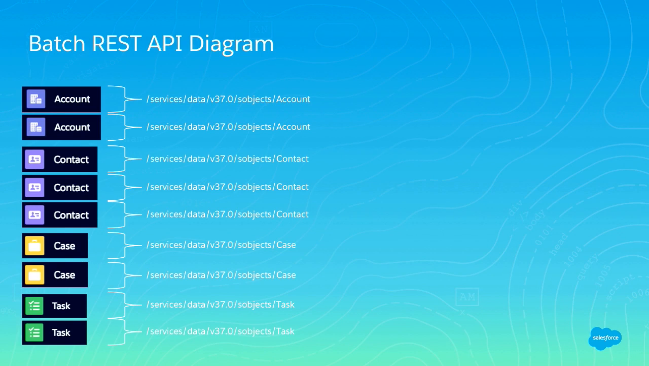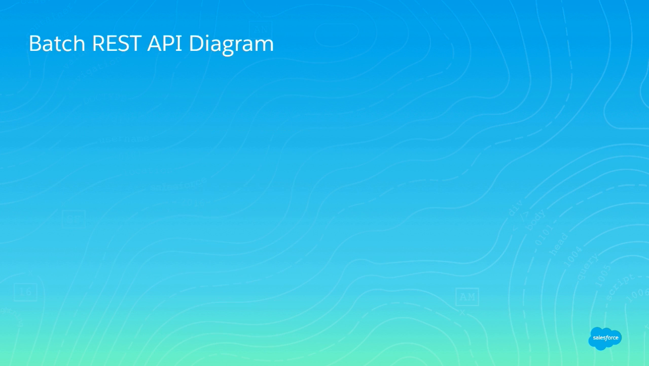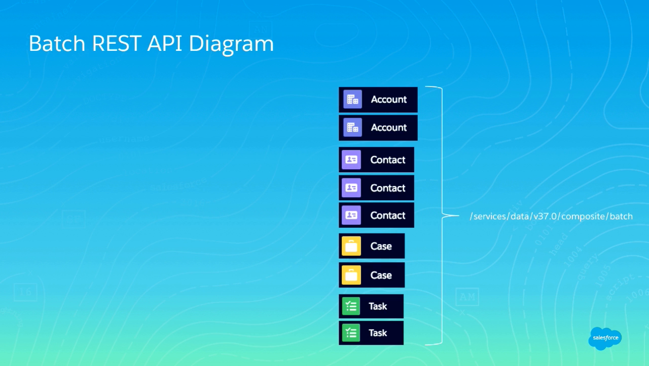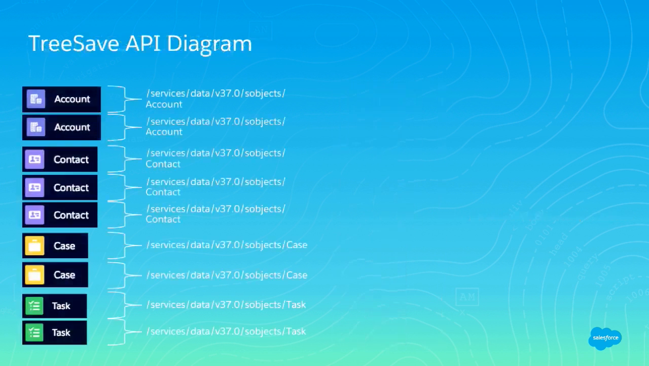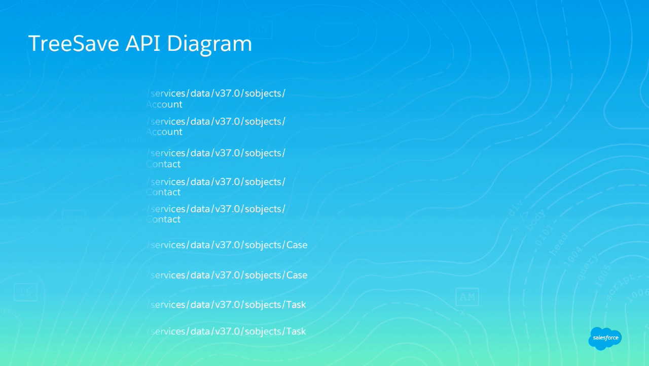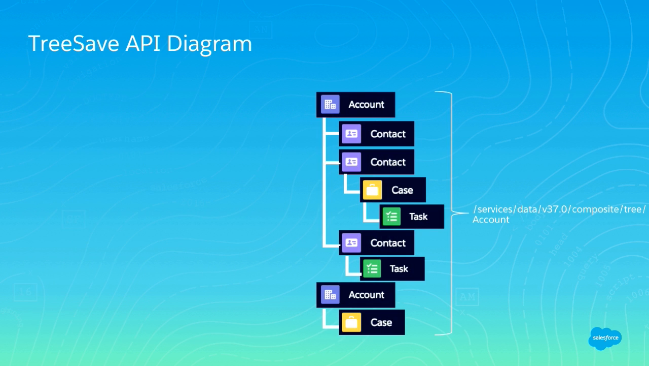Here we see I have 9 operations on the left. With batch, I simply pass all of those into a single request to the /composite/batch endpoint. Pretty straightforward. Tree save, similarly, if I want to pass all of these together, I would do so, and as we see, we can actually build the linking between the records as it's inserted. So you wouldn't have to create the contact after the account. We do that for you automatically.